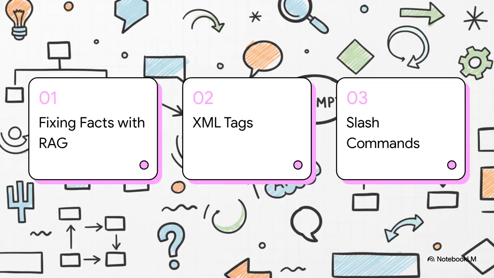So, here's our roadmap for today's explainer to upgrade that prompt tool belt. First, fixing facts with RAG. Second, organizing chaos with XML tags. And third, speeding up your workflow with slash commands.